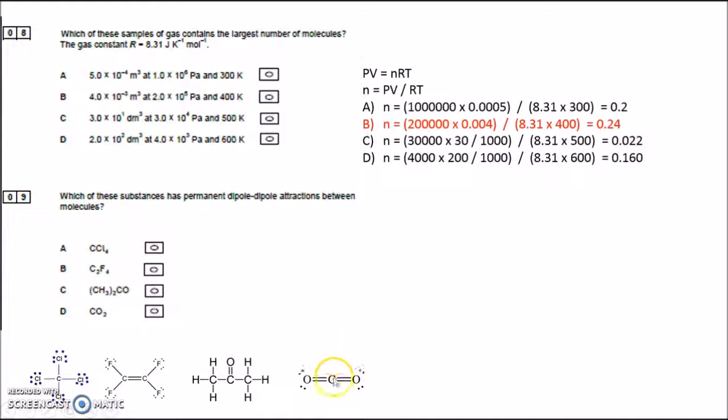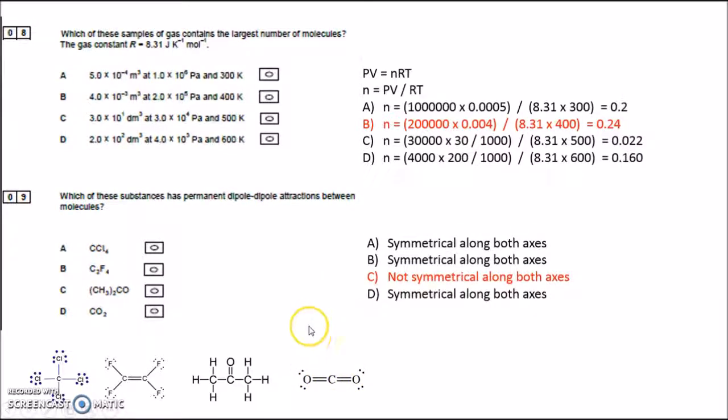Carbon dioxide, let's just check this out. It has a line of symmetry, is symmetrical about the y-axis and the x-axis, so that won't have permanent dipole-dipole attractions between molecules. Your answer is C.